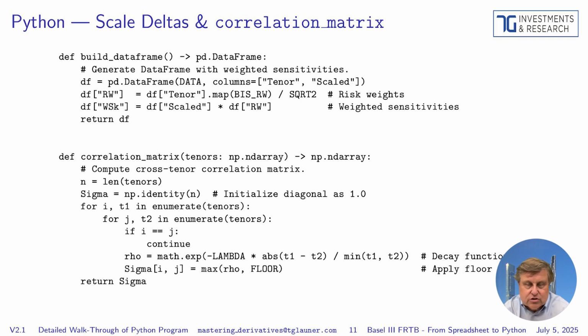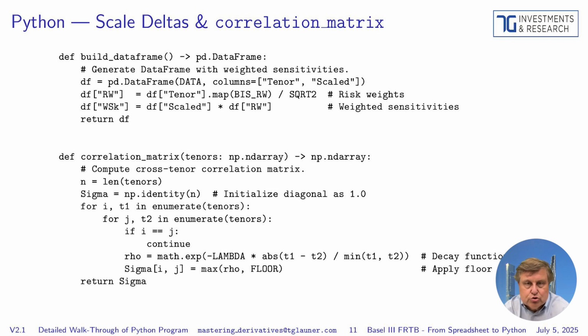The second function, correlation matrix, constructs a cross-tenor correlation matrix. It initializes an identity matrix where diagonal elements are 1. For each pair of tenors that are not equal, it calculates their correlation using the exponential decay based on the difference and minimum value.